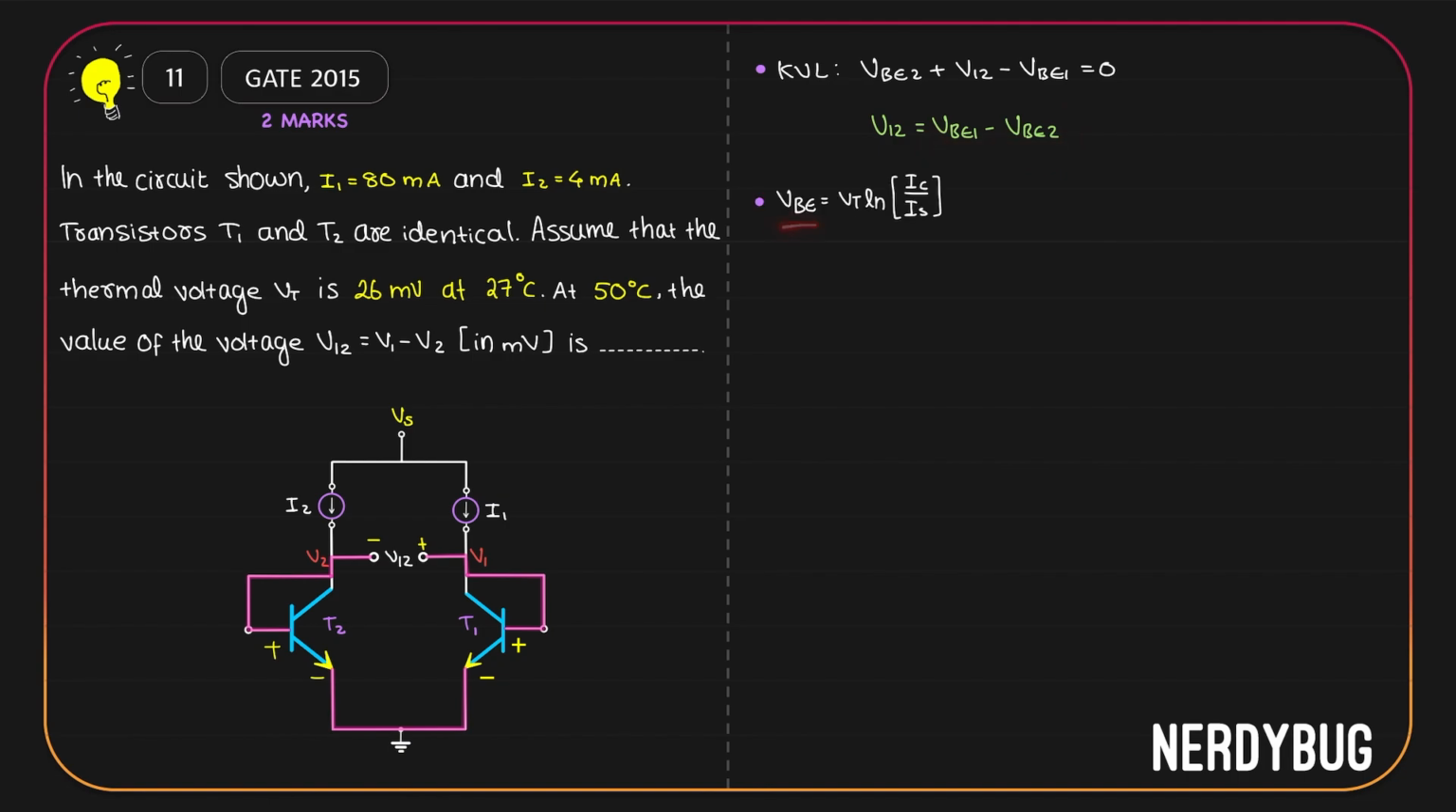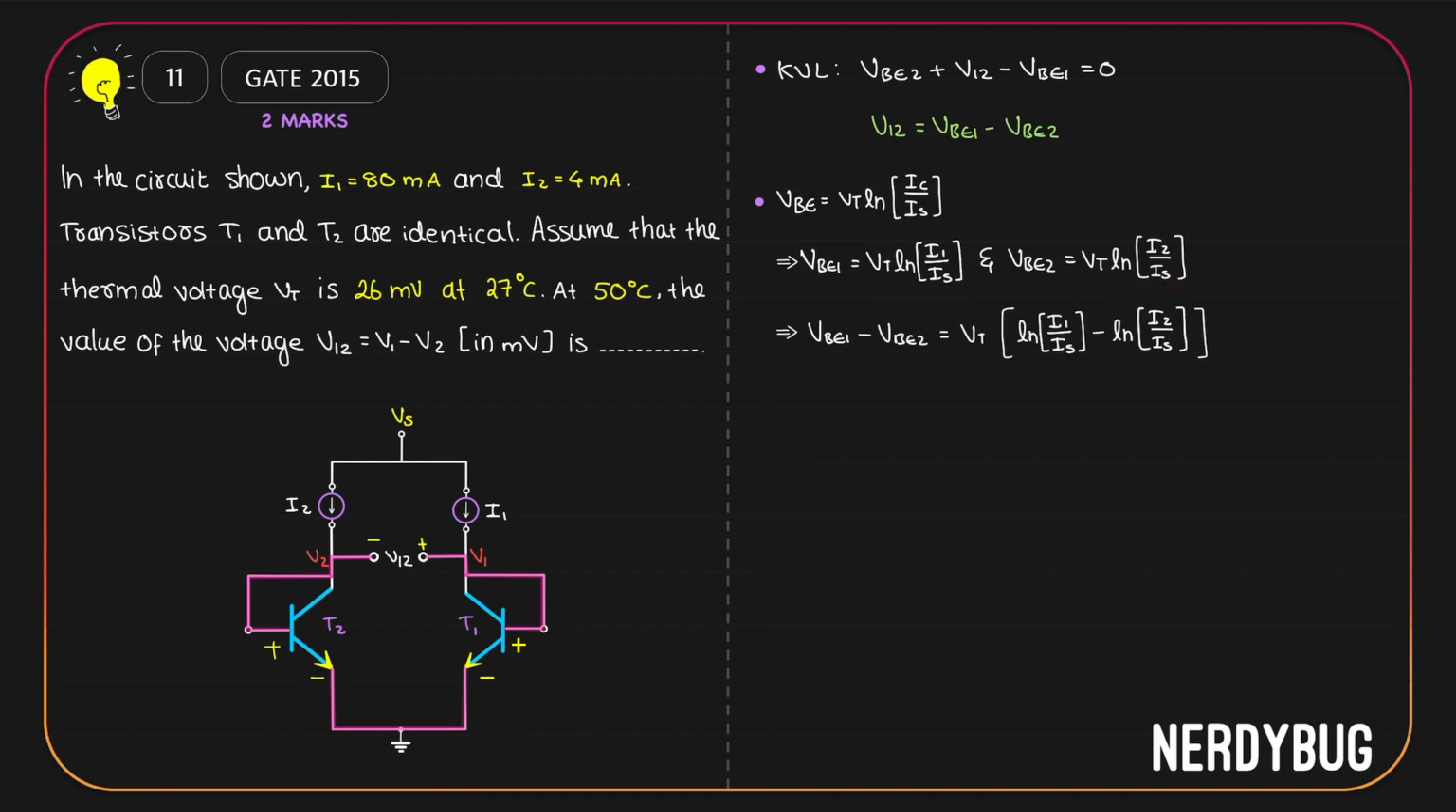Since VBE is VT log of IC by IS, we can write VBE1 and VBE2 as VT log of I1 by IS and VT log of I2 by IS. If we take the difference, we get VT times log of I1 by IS minus log of I2 by IS, which becomes log of I1 by I2. Here I1 is 80 milliampere, I2 is 4 milliampere. So I1 by I2 becomes 20.